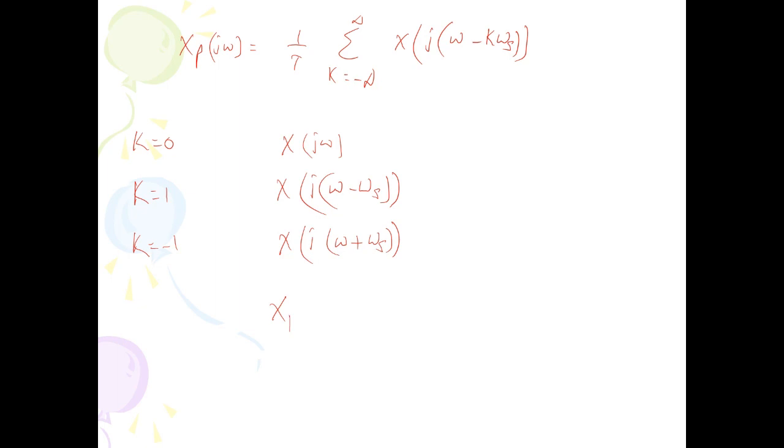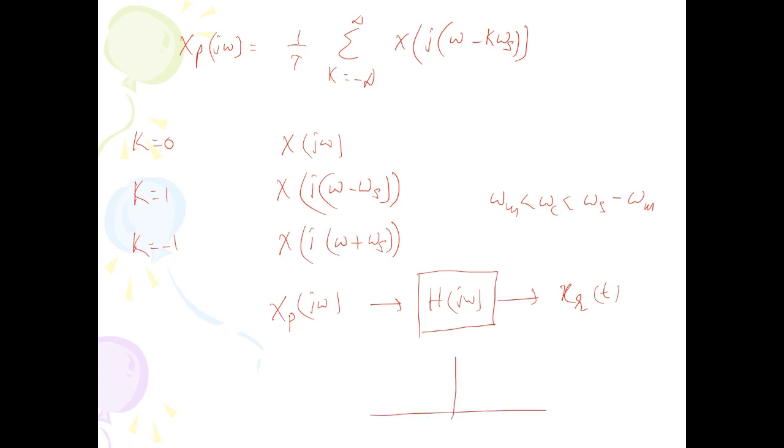that is nothing but Xp of j omega passed through a low pass filter whose cutoff frequency omega c is in between omega m and omega s minus omega m. Provided that, at the output side we will have a reconstructed signal Xr of t. So this is Xr of j omega, from minus omega m to omega m. And after applying the inverse Fourier transform of this, we can convert back into the time domain signal. This is your reconstructed signal.